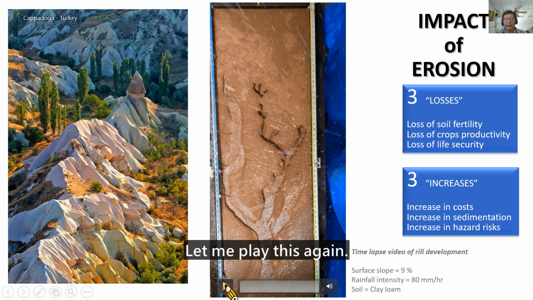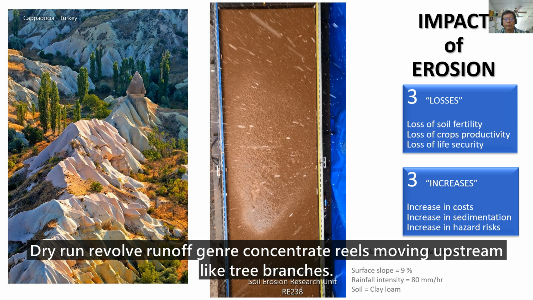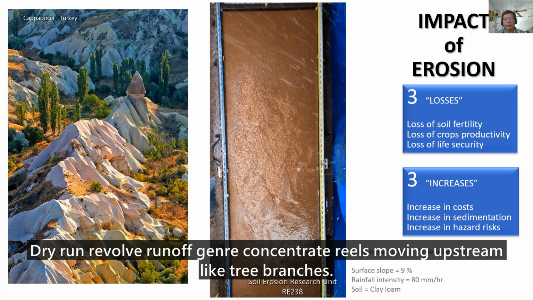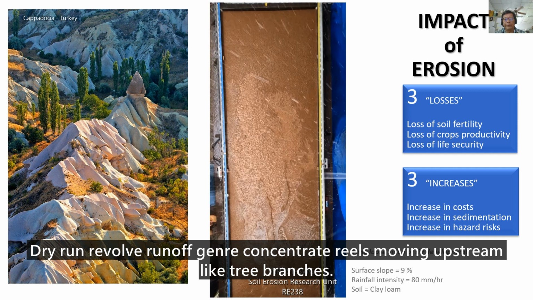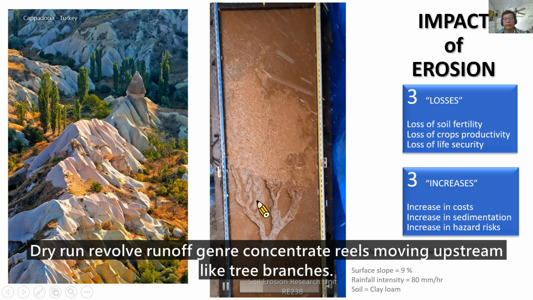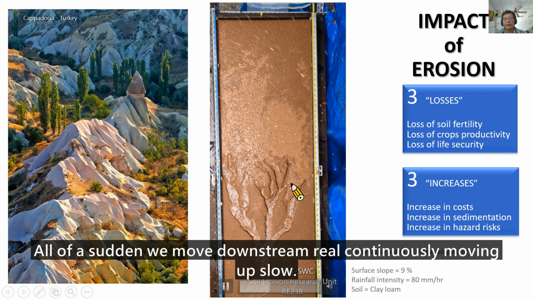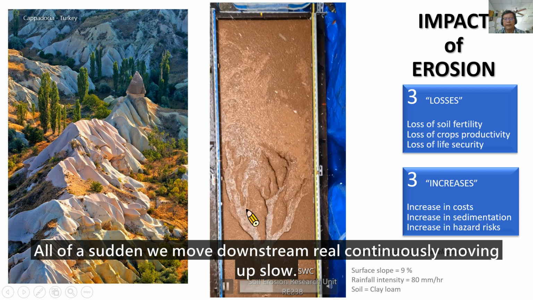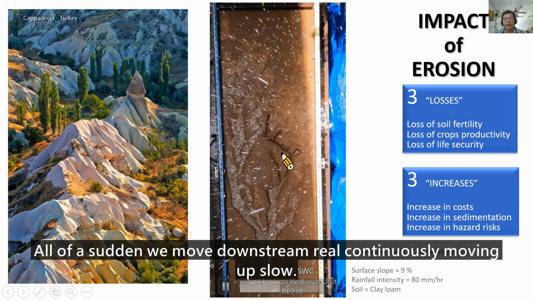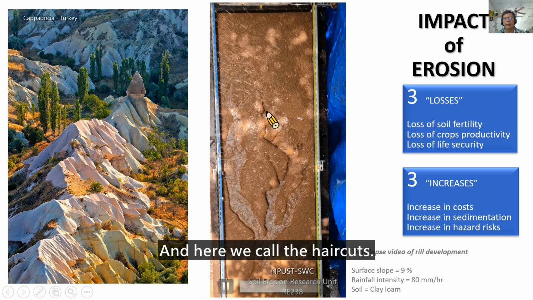Okay, let me play this again. Dry run. Rainfall. Runoff generates, concentrates, and rills develop. Rills move upslope, upstream, like tree branches. All the sediment moves downstream. The rill continuously moves upslope. And here we call it haircuts.